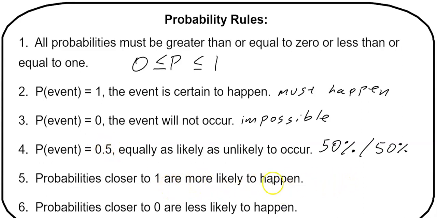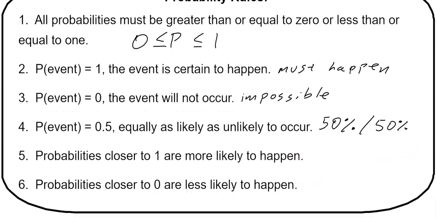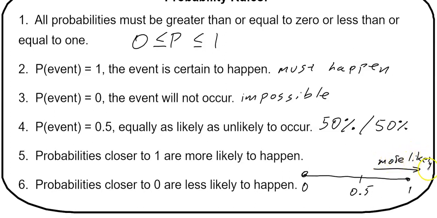Probabilities that are closer to 1 are more likely to happen, and probabilities that are closer to 0 are less likely to happen. So if you look at that as a segment with 0 and 1 and 0.5 in the middle, when we go this way, we are more likely to happen. And when we go this way from 0.5, we are less likely to happen. Doesn't mean impossible. It just means that to the right of 1/2 is more likely to happen than to the left of 1/2.